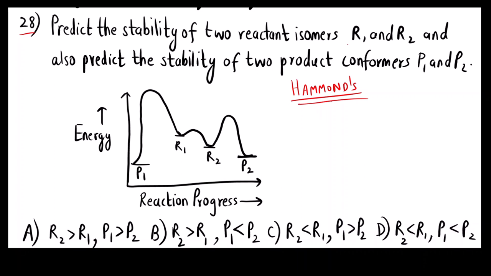Okay, first we have to find out the stability between two isomers R1 and R2, and also we have to determine the stability between P1 and P2. This is a graph of energy versus reaction progress. So according to Hammond's postulate, the major product is the one which is closer to the transition state.